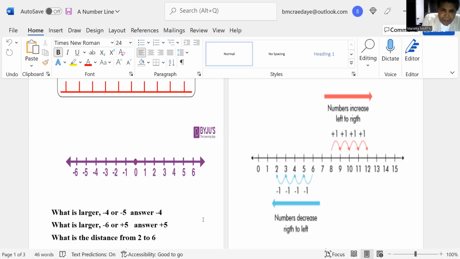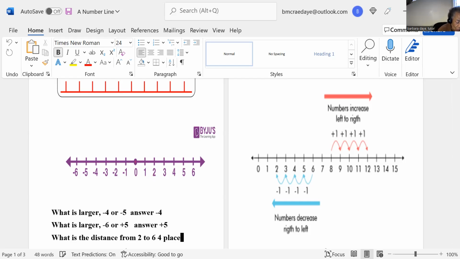Let me see. We go from 2 to 6. You move three places? The 2 is right here, and the 6 is here. So 2 to 3, 3 to 4, 4 to 5, 5 to 6. Look at it again now. 2 to 3, that's one place. Okay, I understand. So that means you moved 4 places. That's it. 4 places.